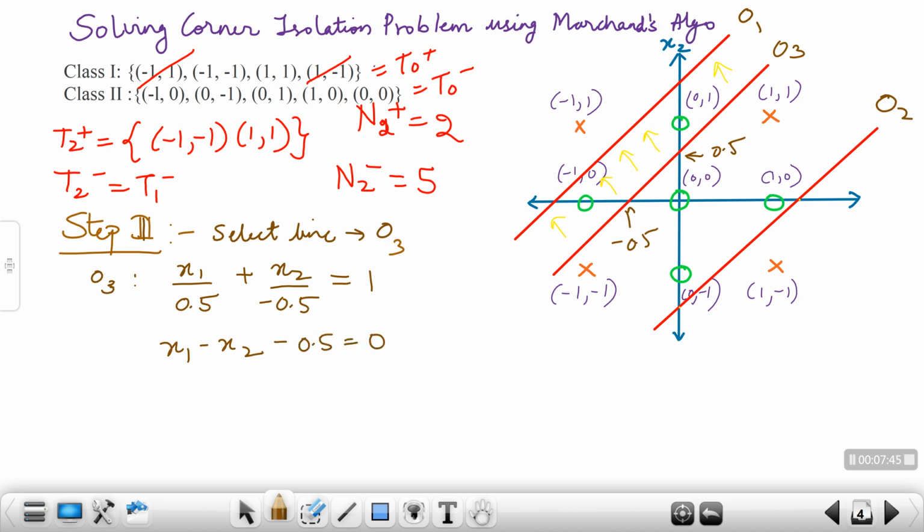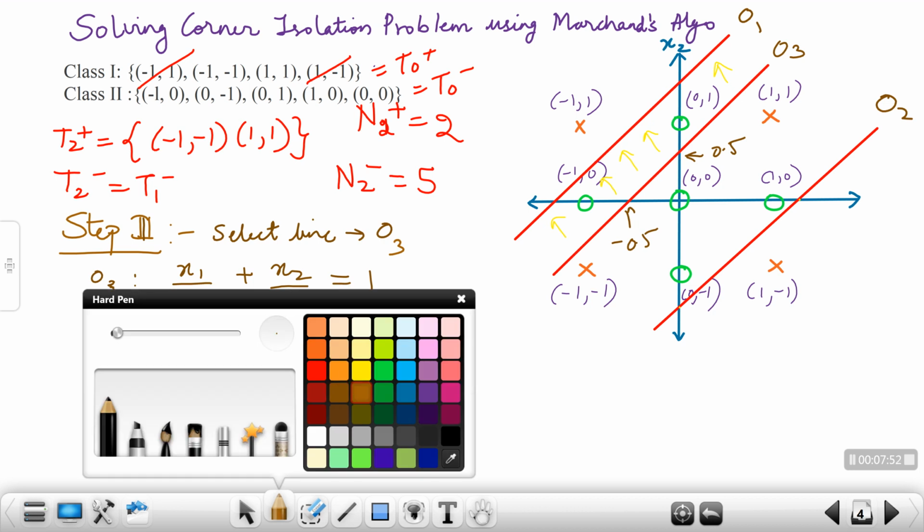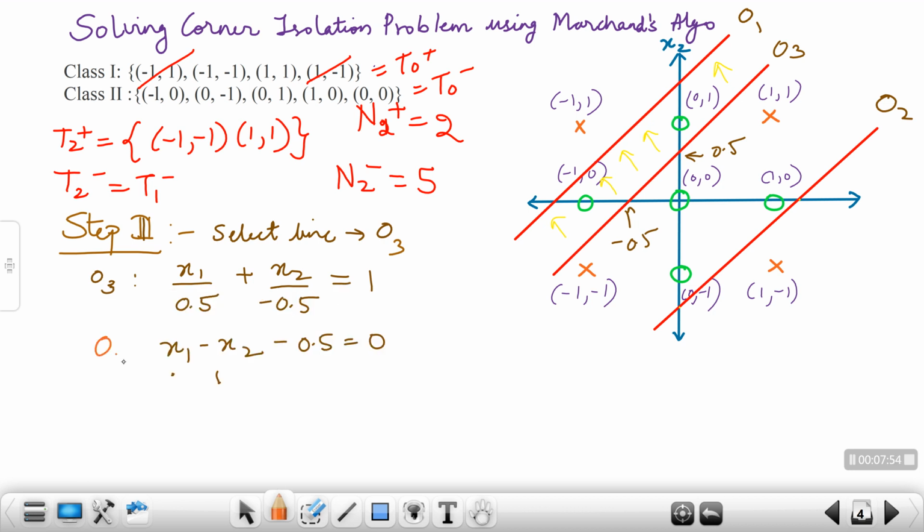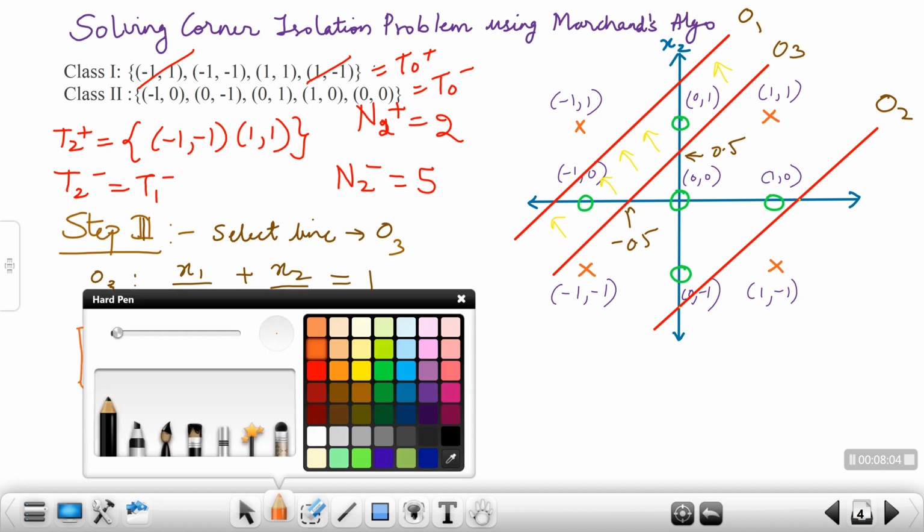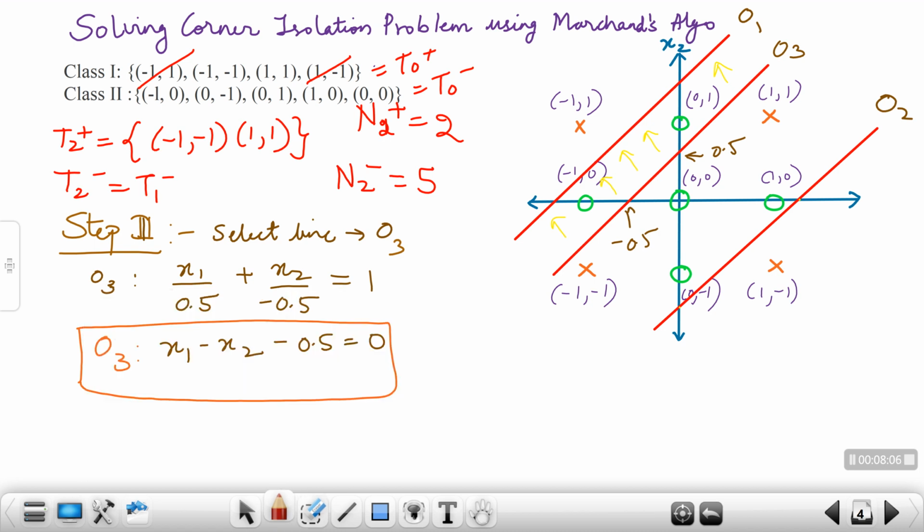Now again, is the 0, 0 point lying in this region? No. So when you substitute 0, 0 here, the answer is negative. So we don't have to bother much about it. This equation which we have got is the correct equation. Only when 0, 0 is lying, that time we have to take care. So now we move on to the next step, that is we have to find what is N3 plus and what is N3 minus, but before that we find what is T3 plus and T3 minus.